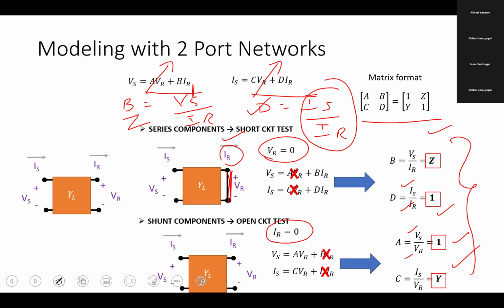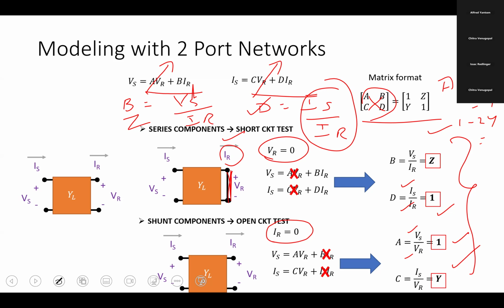So you can do AD minus BC. AD minus BC is coming from this matrix, and it should be equal to 1. So 1 minus ZY. Z and Y are opposite, right? So you can get the equation by substituting the actual values.